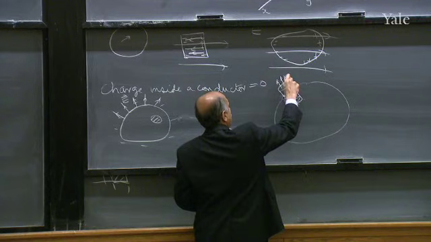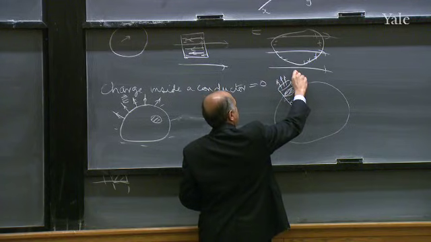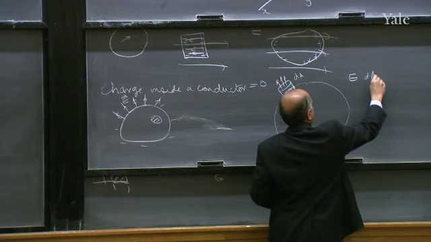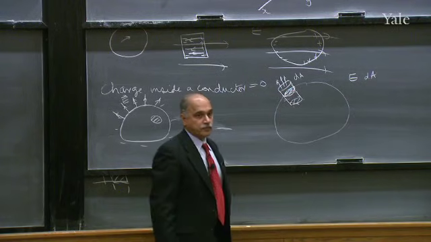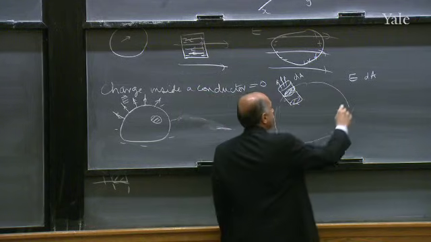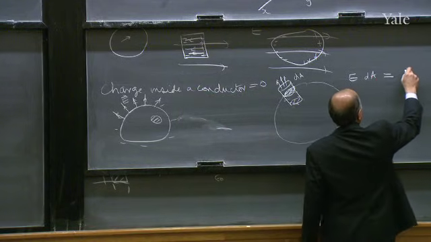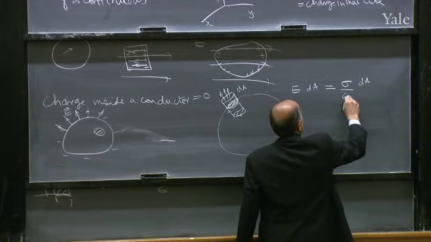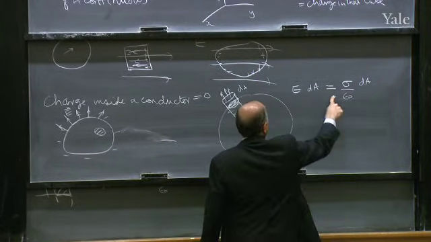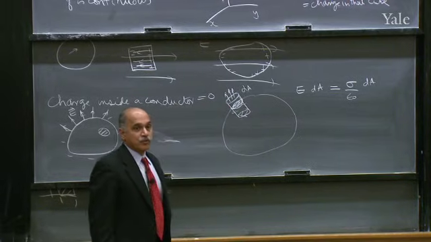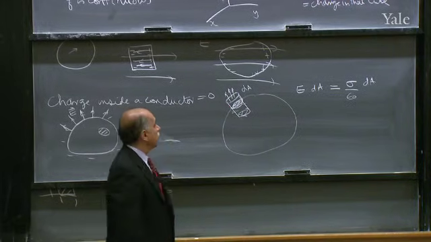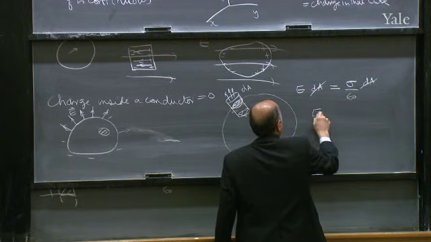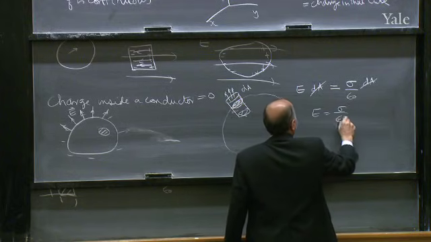The top end, if the area is A, or dA, the top end will have a flux, which will be the E that I'm trying to calculate times dA. And that's going to be equal to the charge enclosed. The charge enclosed is sigma dA over epsilon 0, because sigma is the charge density, which I assume I'm given. Then you can see the dA cancels. The electric field is sigma over epsilon 0.